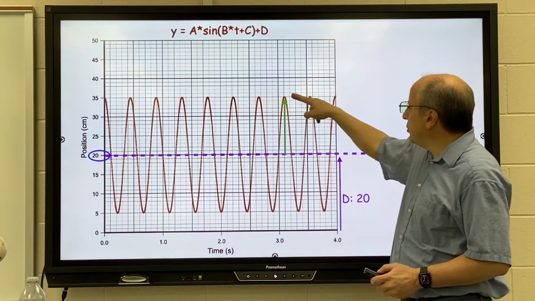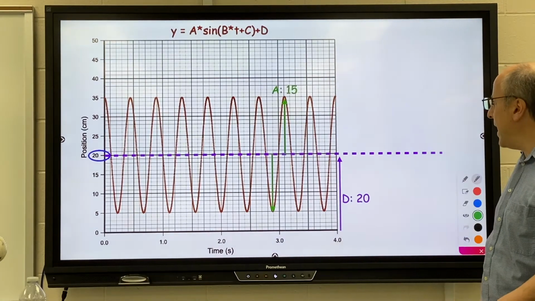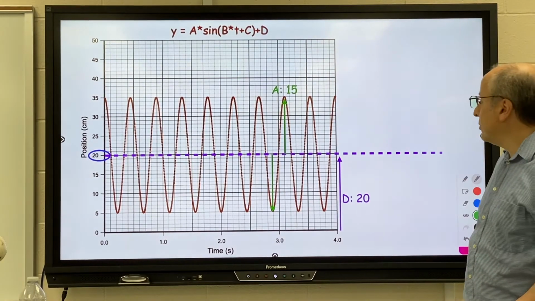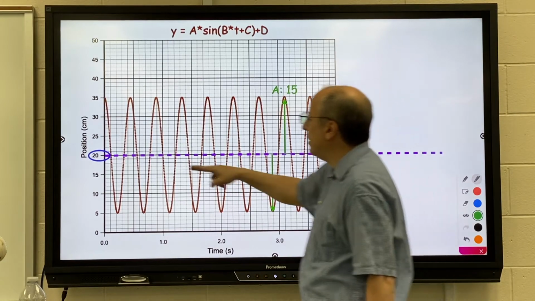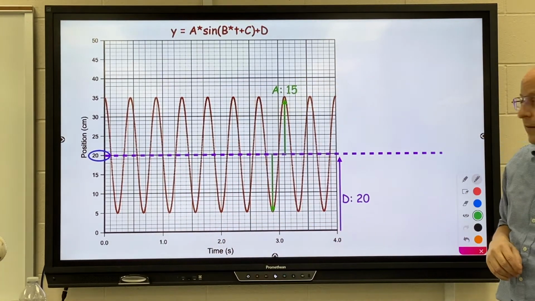Once you've established that, find out how far away you get from that average. What is the farthest you get above it? What is the farthest you get below it? That will give you your amplitude. So in this case, it's 15. We go from 20 to 35, which gives us an amplitude of 15.